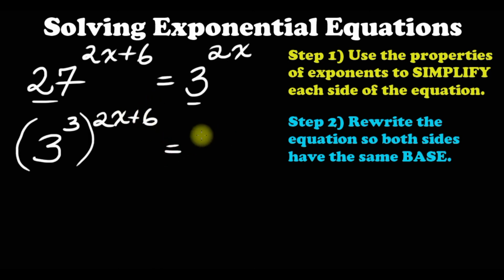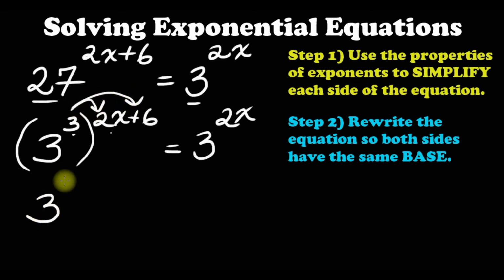And then on the right side, we have 3 to the 2x. And then we use the property of exponents here, where we distribute the 3 because we're raising a power to another power. So we're going to distribute the 3 here. So we're going to have 3 to the 6x plus 18 is 3 to the 2x.